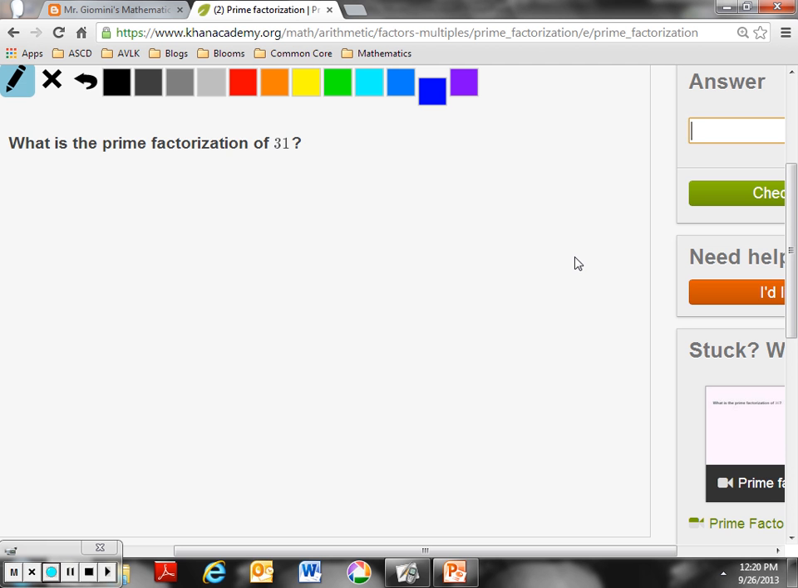Let's try another one. 31. Now 31 is a little bit more challenging. I take 31, I put my branches underneath. First of all, it does not end in a 0, so 10 or 5 will not go into it. And it doesn't end in an even number, so I know that 2 won't go into it. Now, the rule to check divisibility for 3: I add the digits together. 3 plus 1 is 4. Is 4 a multiple of 3? No, 3 will not go into it.